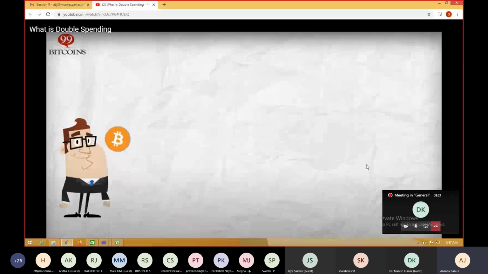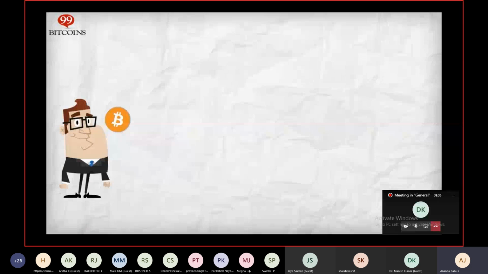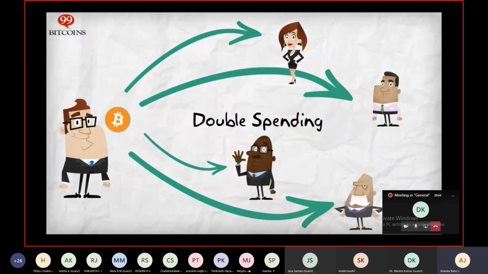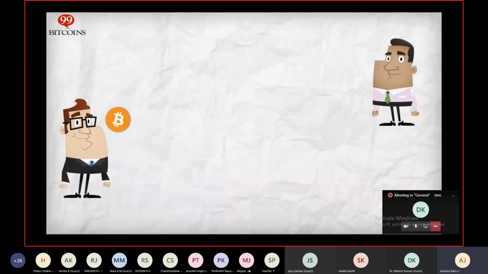Since Bitcoin is basically a digital file, it's easier to duplicate than actual money. This means some people can manipulate their way to paying more than once with the same Bitcoin. This is what is known as double spending. So how can this be avoided? Let's say I have only one Bitcoin and I decide to send it to you.